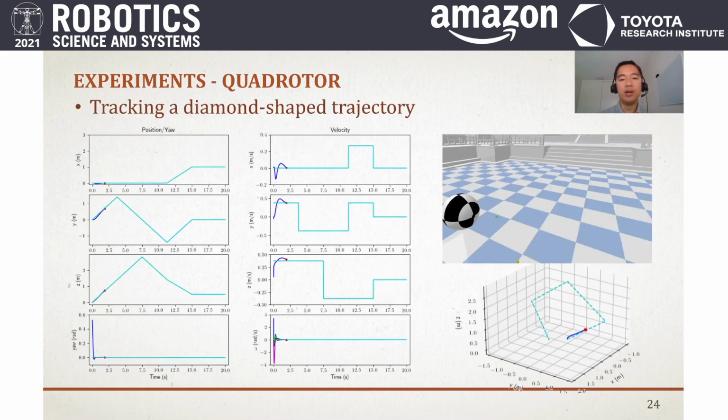Finally, we test our energy-based controller with a diamond-shaped trajectory. We can see that the drone is able to track the desired trajectory using a dynamics learned from data.